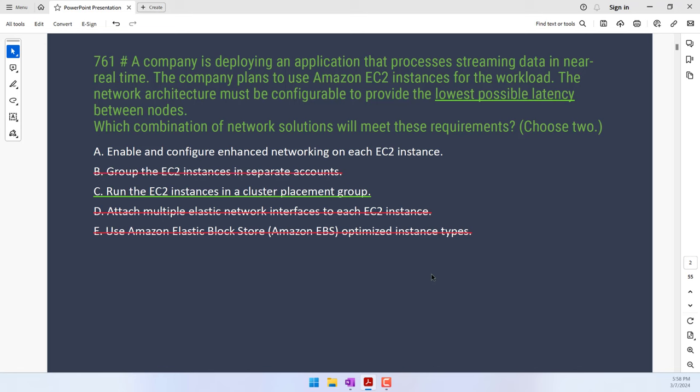So for that reason, I would go with option B instead of option C. It didn't say one, it said multiple. So obviously, yeah, this is an overkill for it.